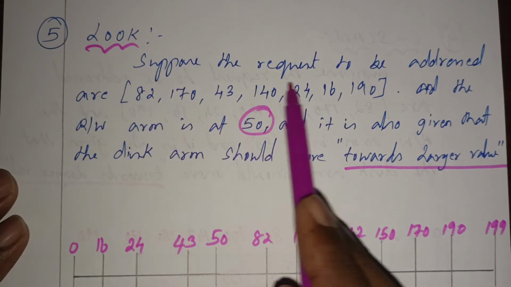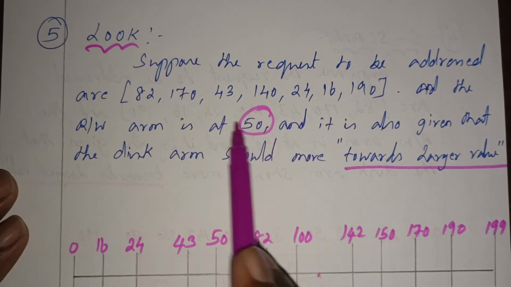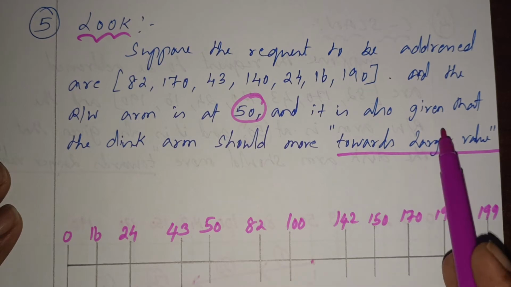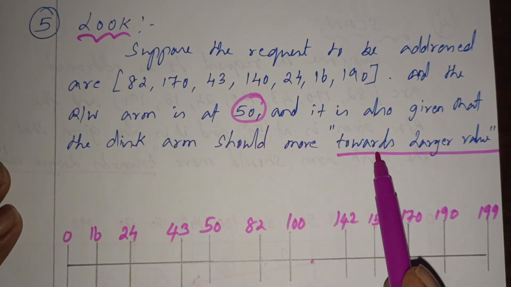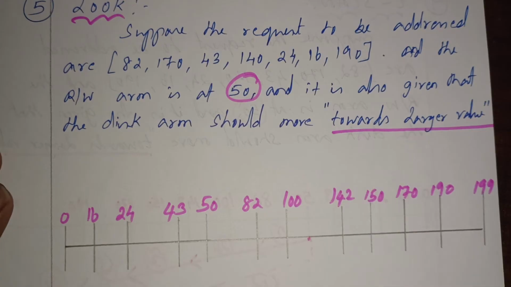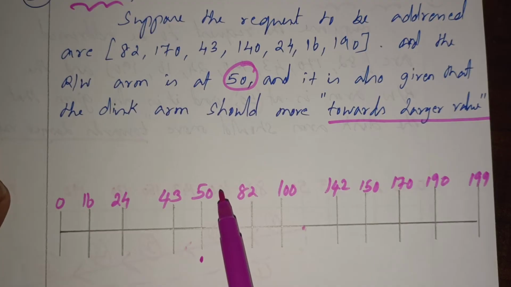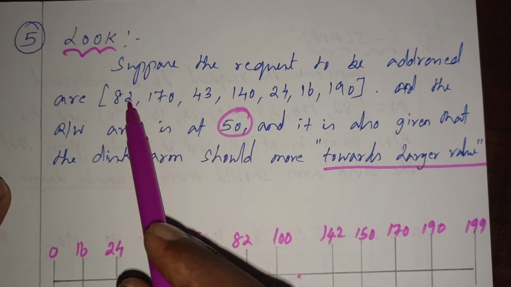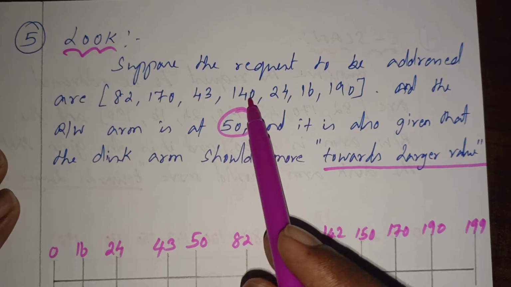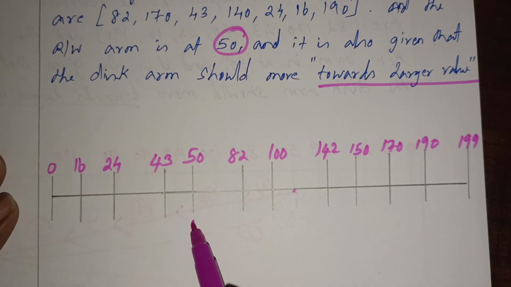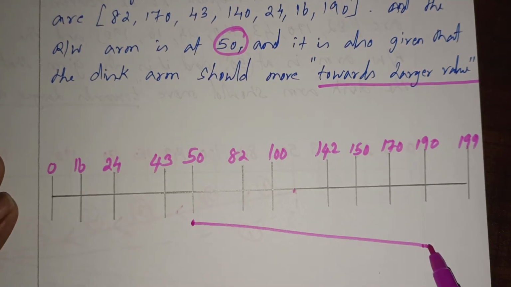Now this is the question given: the same question, the same head position, and the same requests. Here it is clearly mentioned that the disk head is moving towards the larger value. Let's check how it moves. Now the head is exactly here. It will point to the right side, which is the last point of this particular request. The last point: it checks 82, no, it is not 82; 140, no; 170, no; and 190. So here it starts from 50 and it will end exactly at 190.